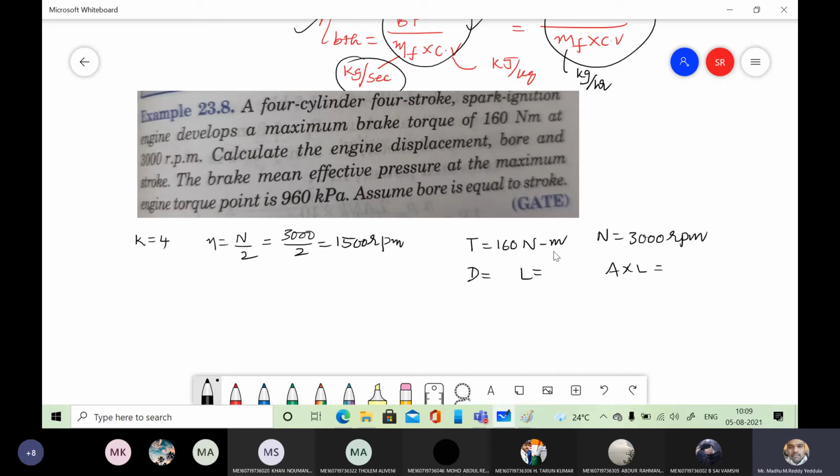The brake mean effective pressure, P mean, is equal to 960 kilopascal. So 960 into 10 power 3, which is for kilo, and for pascal, 1 pascal is 1 Newton per meter square. Assume bore is equal to stroke, that is, assume L is equal to D. Now tell me how to solve this problem.